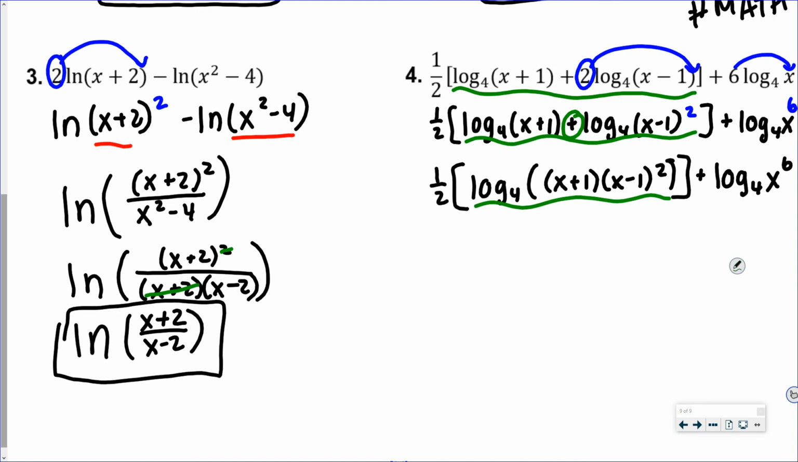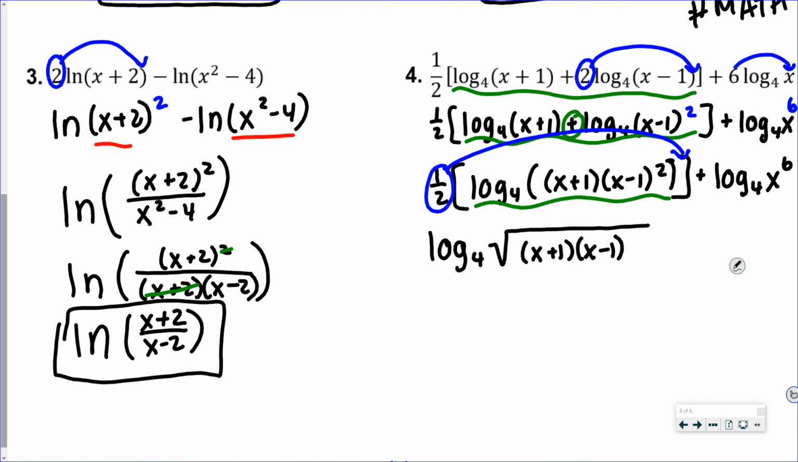Let me erase this, because this whole thing is being raised to the power of 1/2. So if you can condense it first, and then put the power. Instead of writing it as the power of 1/2, I'm just going to square root it. There's more than one way you can get to this answer.